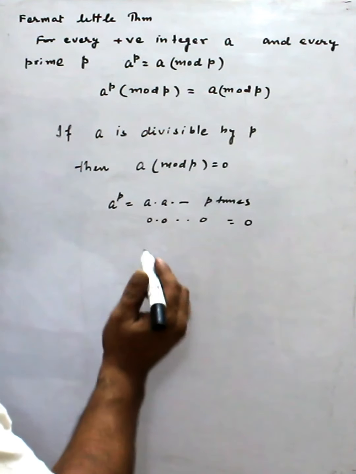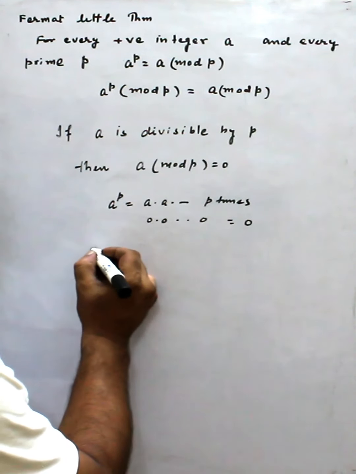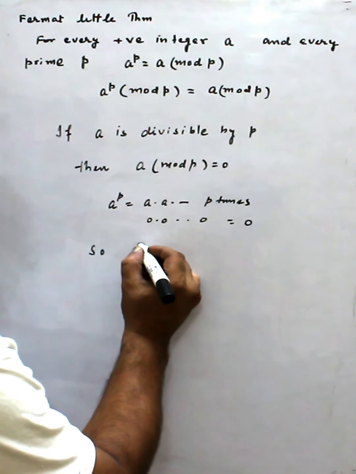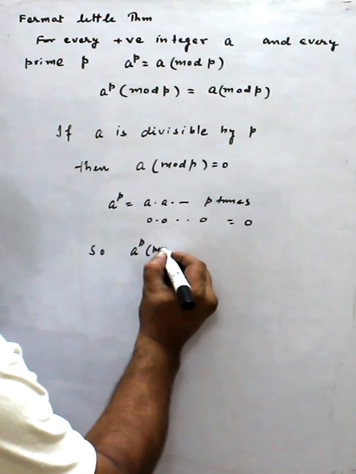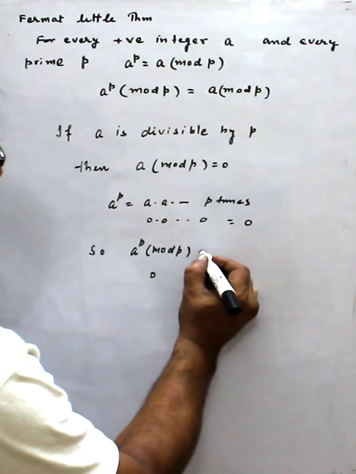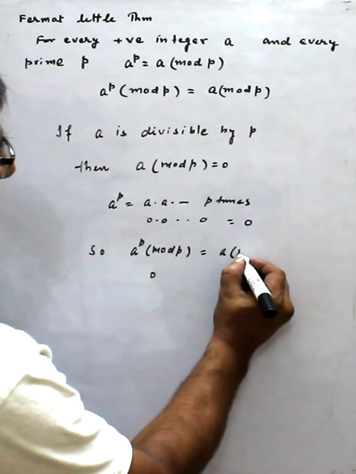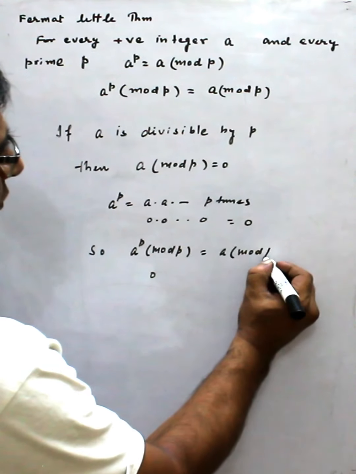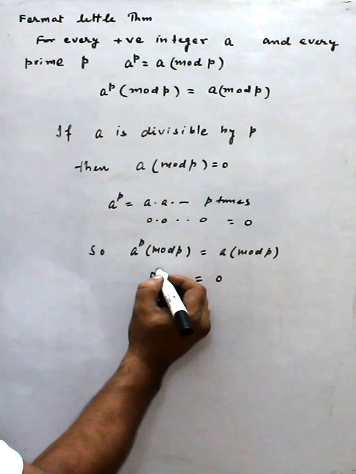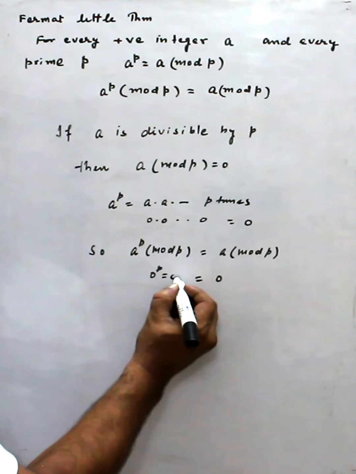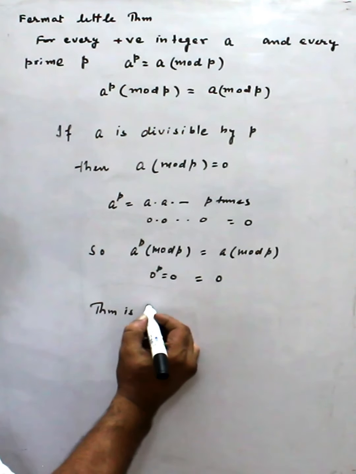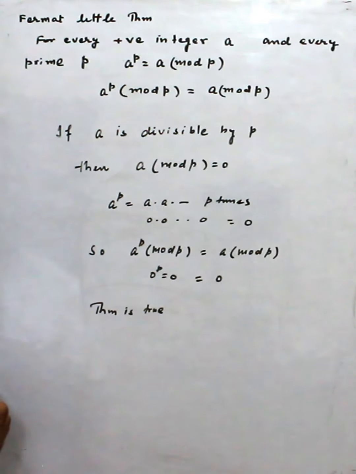So the theorem is true. So we can say a^p mod p is 0, and a mod p is also 0. But here only 0 raised to p, which is 0. So the theorem is true.